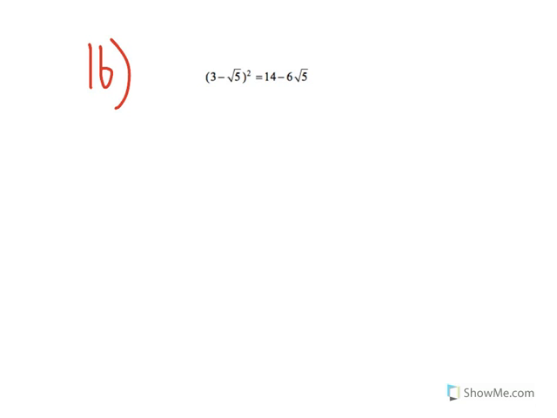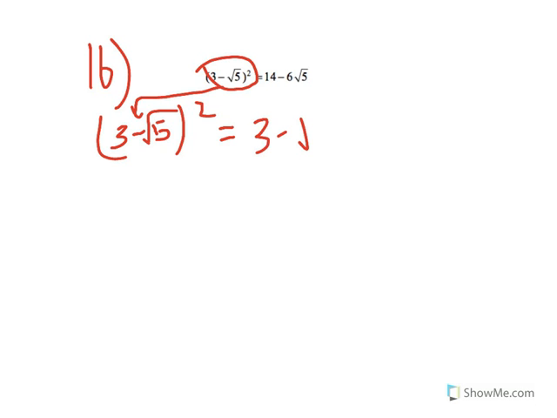So in question 16, we're being asked to prove this is equal to this. So first of all, what we got to do is I'm going to take the left-hand side over here and do it. I'm going to prove it. So 3 minus root 5 the whole squared. Now 3 minus root 5 the whole squared is not 3 squared minus root 5 squared. Please don't make that stupid mistake. Many people make it. It is actually 3 minus root 5 multiplied by 3 minus root 5.